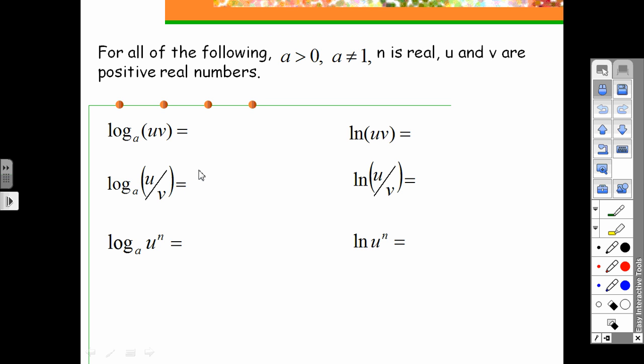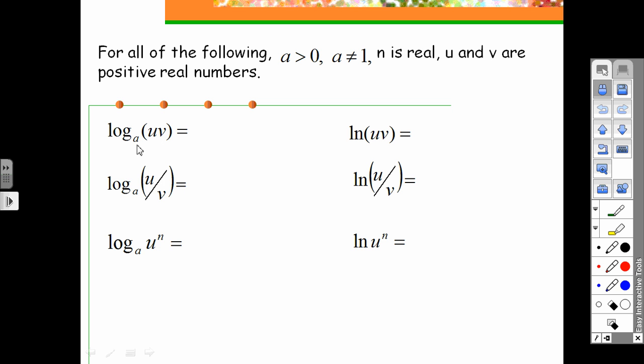Okay, so I have a list of the log properties and then a list of natural log properties, and what you're going to see is that these are both basically the same property. It's just that sometimes people get confused when it's written in natural log format as opposed to a log base anything. So the first property we're going to talk about is if you were going to take the log of something that is a product of two or more numbers.